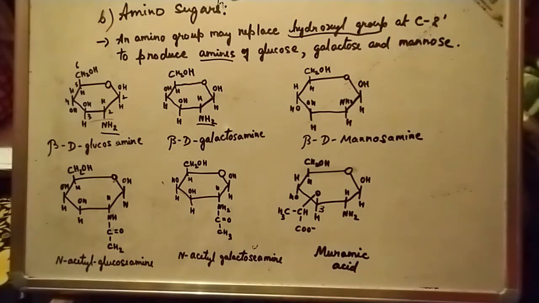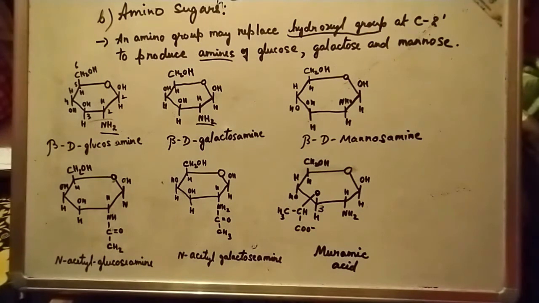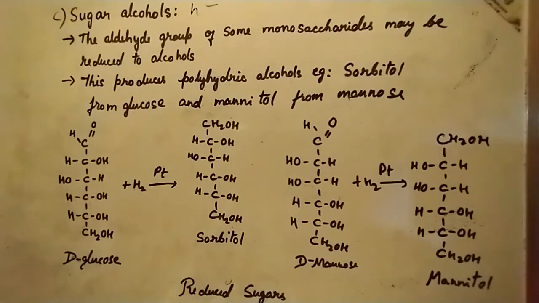So these are examples of the amino sugars, the derivatives of monosaccharides, saccharide molecules termed as the amino sugars. So the next one we have is the sugar alcohols.